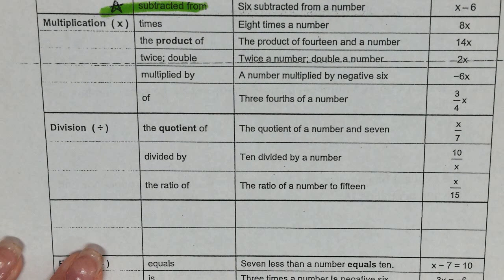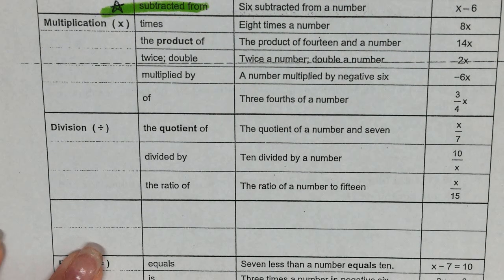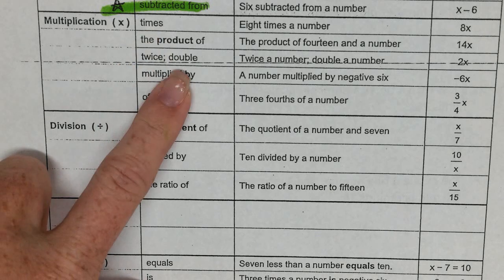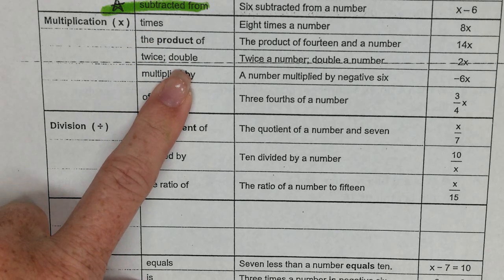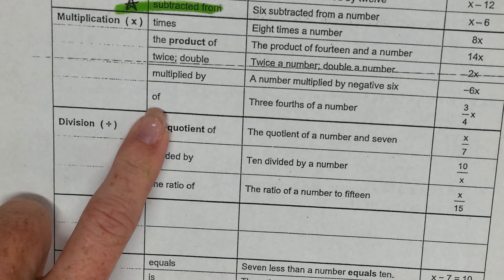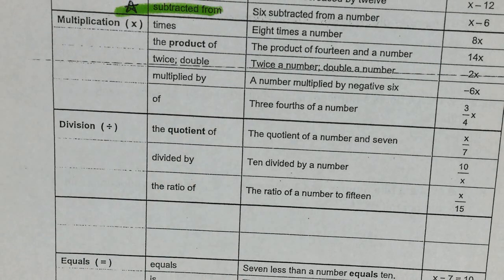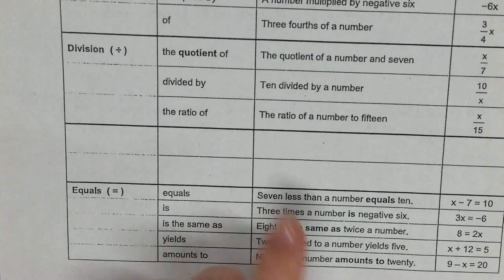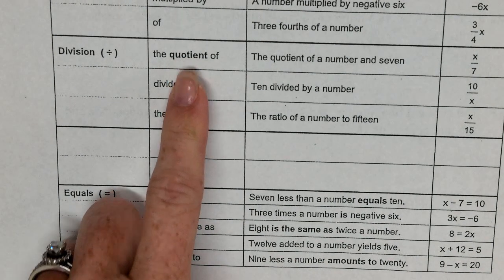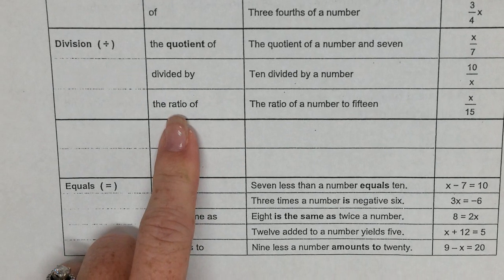All right, let's go to multiplication words. Times. The product. Y'all remember the word product? That means multiplication. Multiplied by and of. So if I say 3/4 of a number, I'm saying 3/4 times that number. Okay? Division. Big one. Quotient. Quotient means divide. Divided by and ratio.